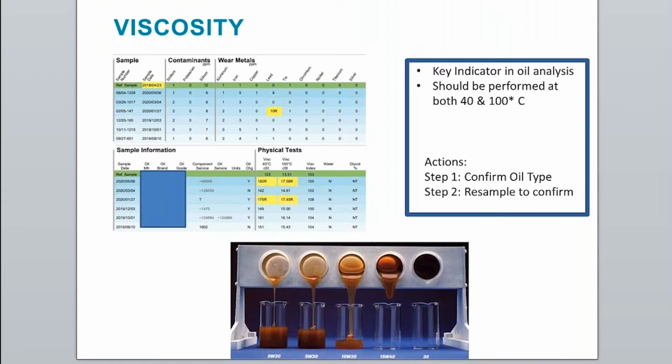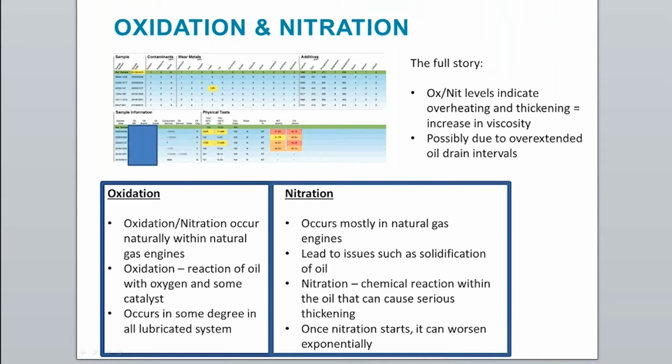Here is the full sample results. As you can see, the spike in viscosity is due to nitration and oxidation. Nitration and oxidation occur naturally within natural gas engines and can be quite severe. Oxidation is caused by the reaction of oil with oxygen in combination with catalysts such as copper wear particles. This occurs to some degree in all lubricated systems and leads to an increase in the oil viscosity as seen here in this report.